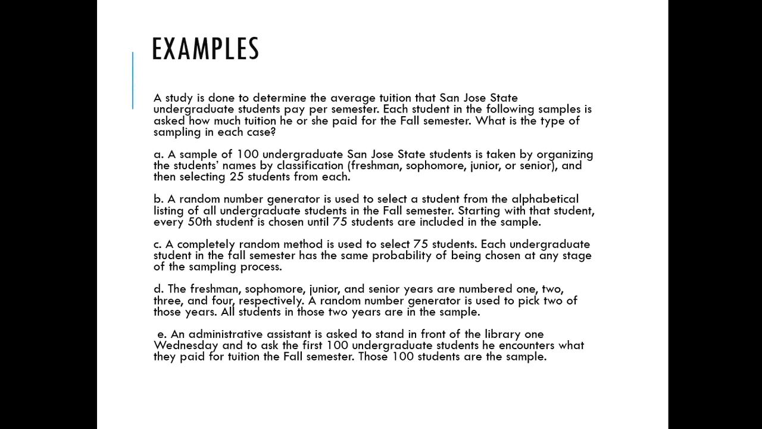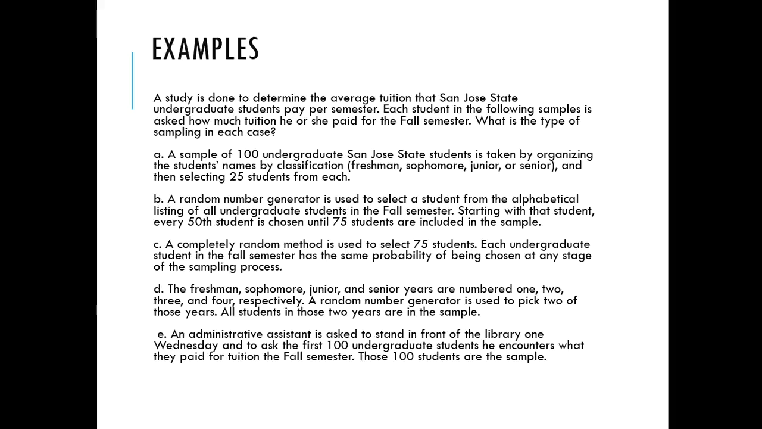D, the freshman, sophomore, junior, and senior years are numbered 1, 2, 3, and 4 respectively. A random number generator is used to pick 2 of these years. All students in these 2 years are in the sample. Even though they used a random number generator, what they did is they put all the freshmen, sophomores, juniors, and seniors into groups numbered 1, 2, 3, or 4. And they picked 2 of the years, let's say group 1 and 2, and asked everybody in that sample. That's cluster, because they put everything in groups and then picked entire clusters.